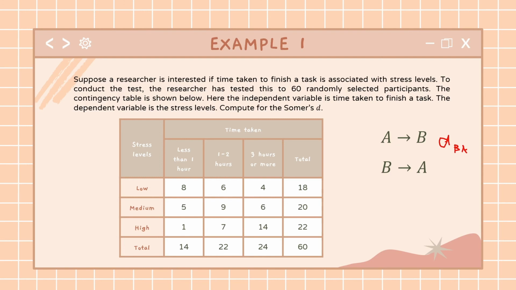Kasi B is your dependent and A is your independent. Kaya ito tayo. From independent variable to dependent variable. Gets? Okay.